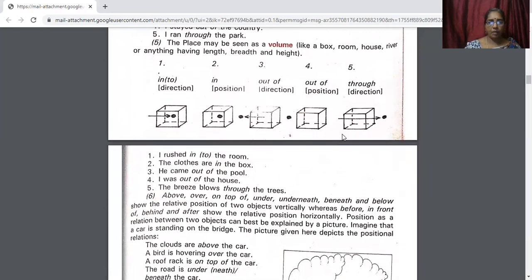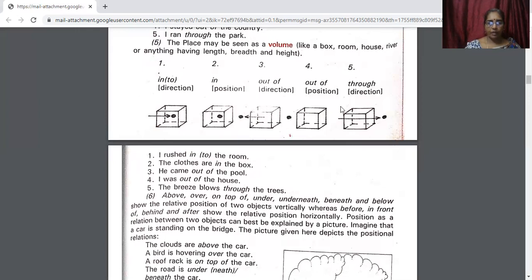The place may be seen as a volume, like a box, room, house, river, or anything having length, breadth, and height. For example, I rushed into the room, like you go into the room like this. The clothes are in the box, that is the position. He came out of the pool, like you come out of the pool, that is the direction. I was out of the house, that is the position again.